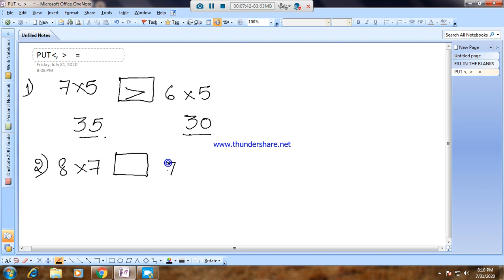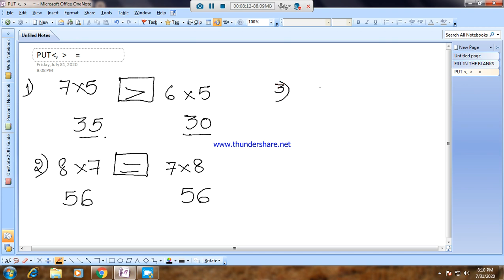8 7s are and 7 8s are. Now read 8 table. 8 1s are 8, 8 2s are 16, 8 3s are 24, 8 4s are 32, 8 5s are 40, 8 6s are 48, 8 7s are 56. In the same way 7 8s are. If you remember the properties of multiplication, if you multiply in any order, the answer should be same. Means the product should be same. So 7 8s are also 56. If both the numbers are same, what we should keep? Is equal to.